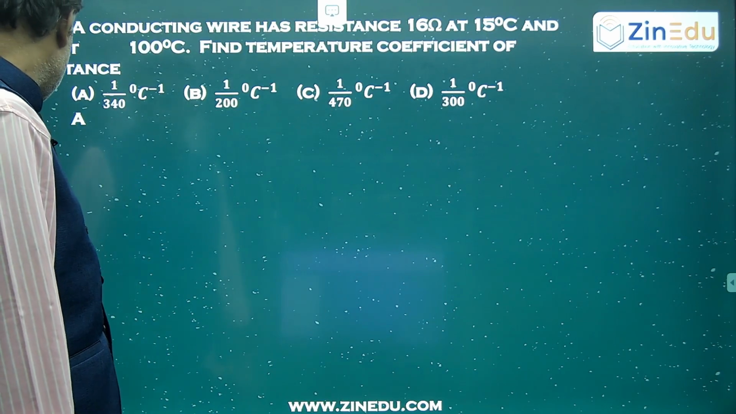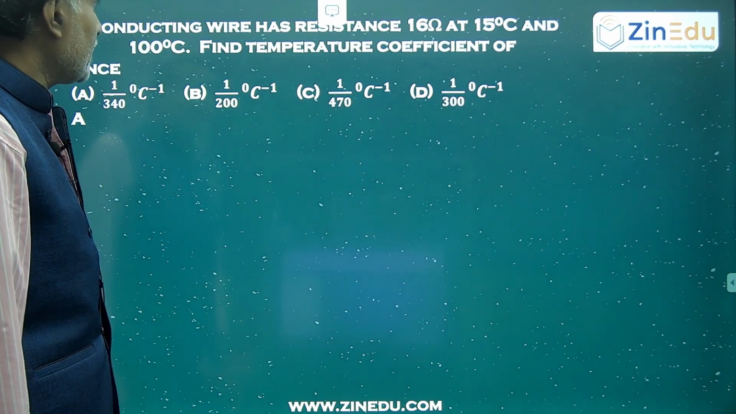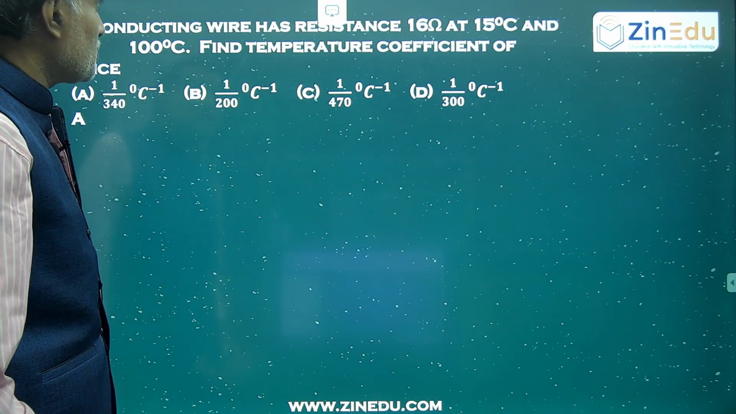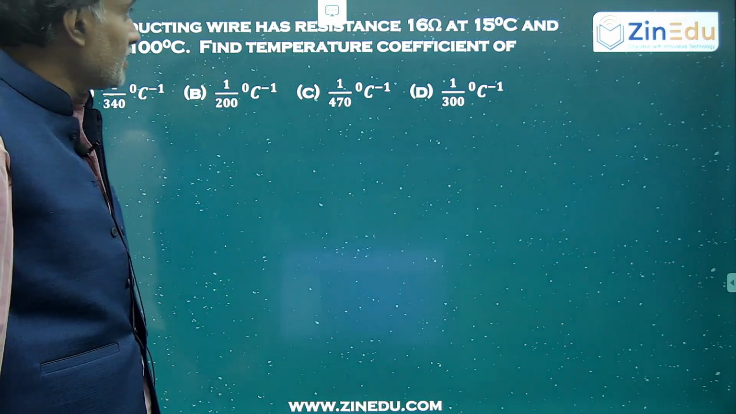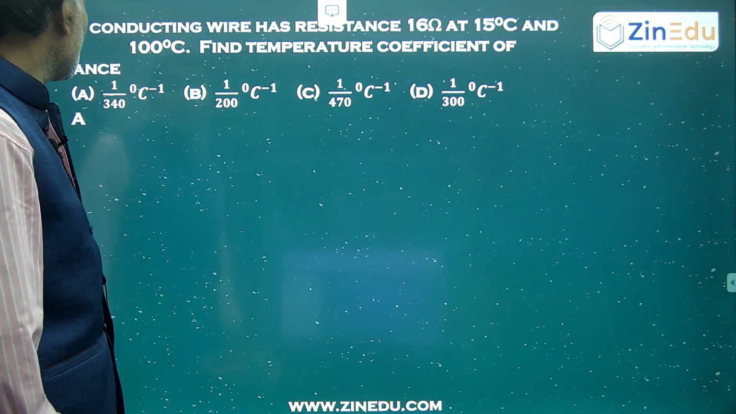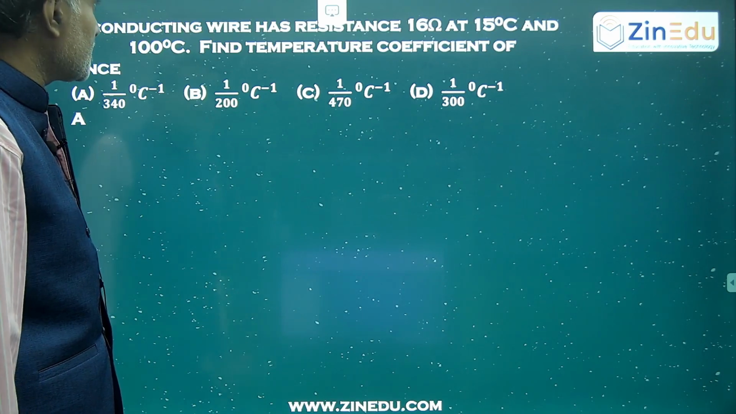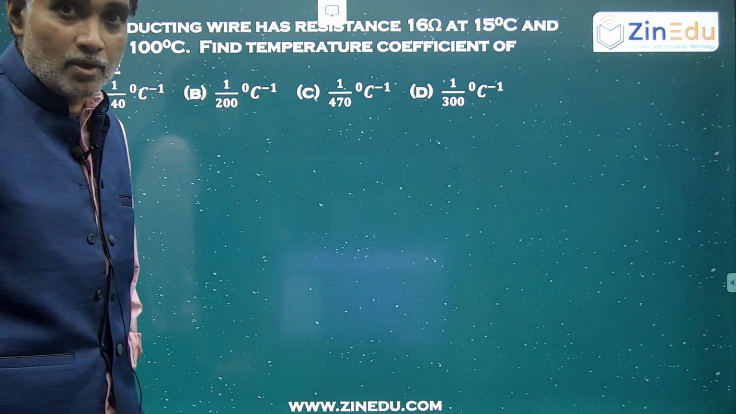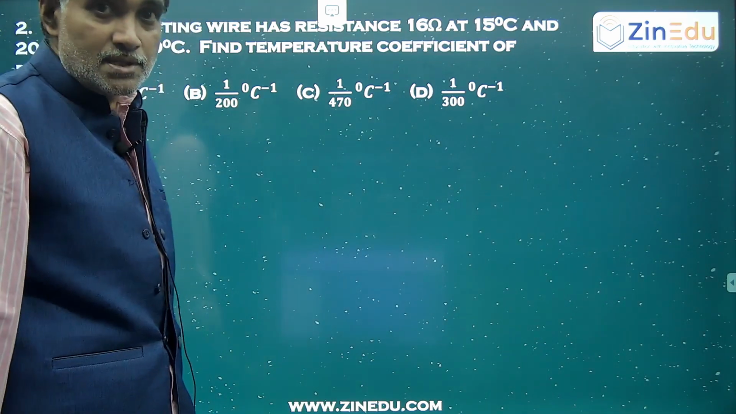Second question. A conducting wire has a resistance of 60 at 1500 degrees. Find the temperature coefficient. For a conducting wire, as temperature increases, the resistance increases, so the temperature coefficient of resistance is positive.